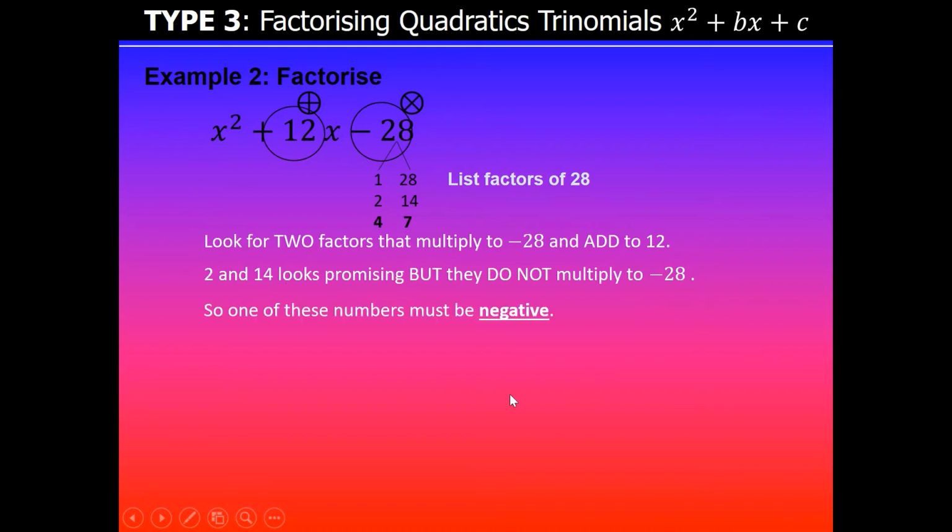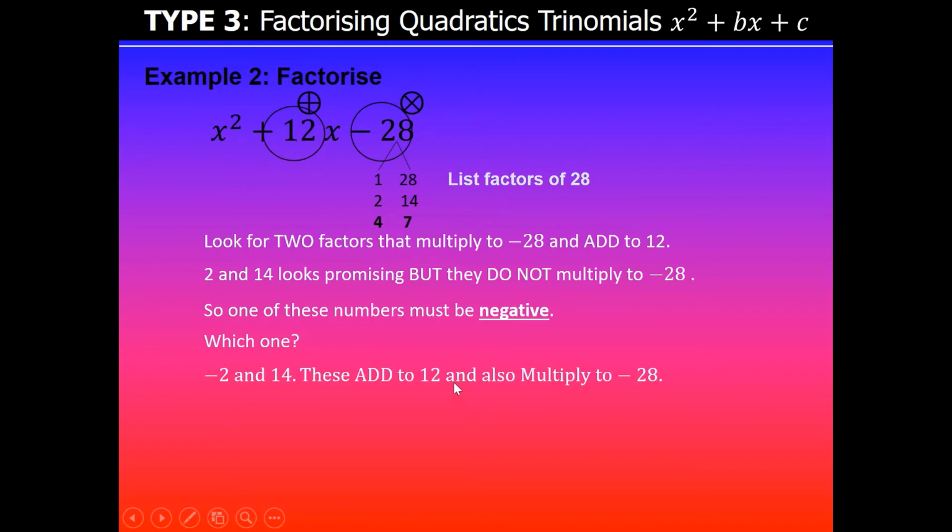So we need to make one of these factors negative, so that negative times positive will give you an overall negative result. So in this case, you have to decide which one. The goal is to get the overall sum positive 12.